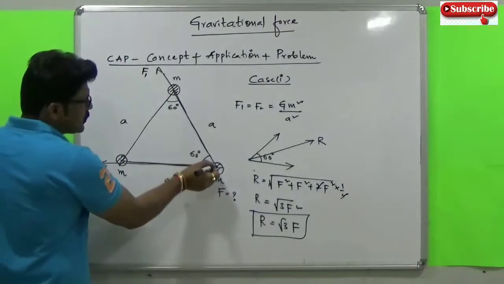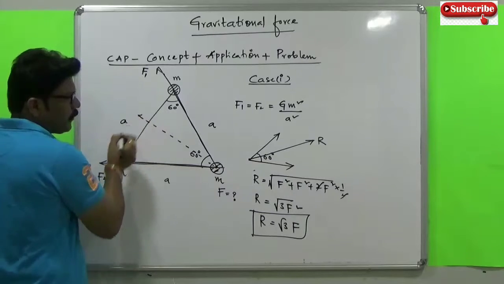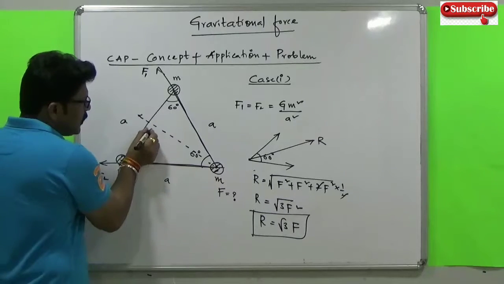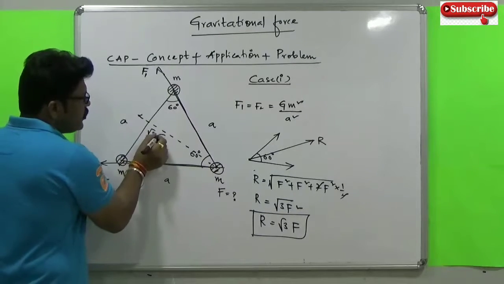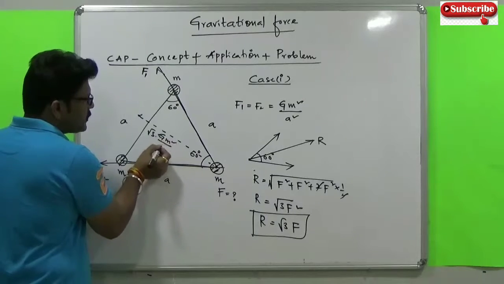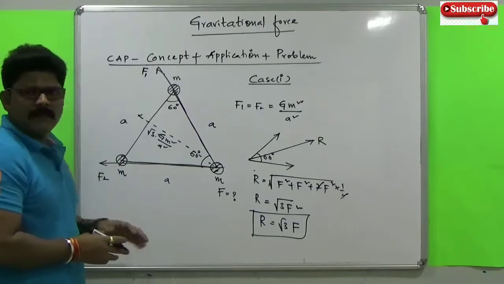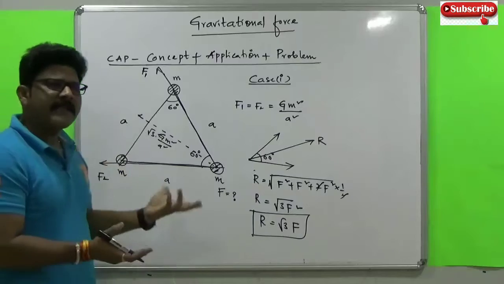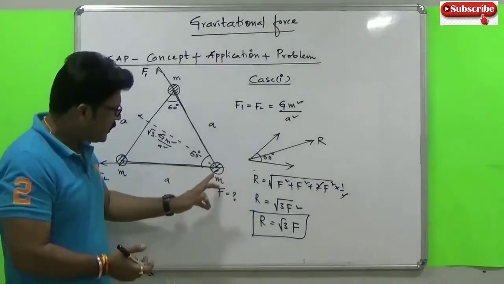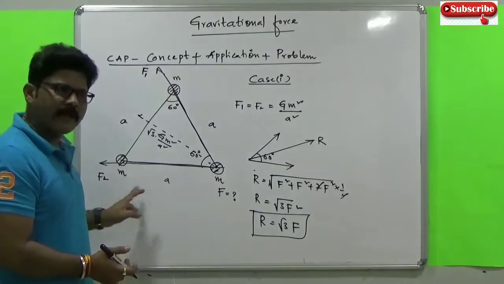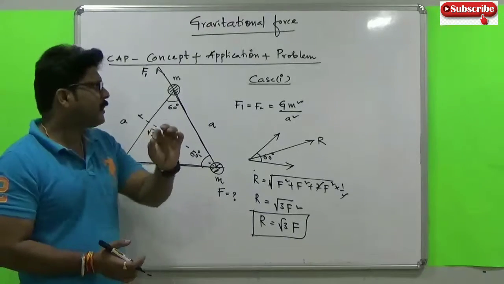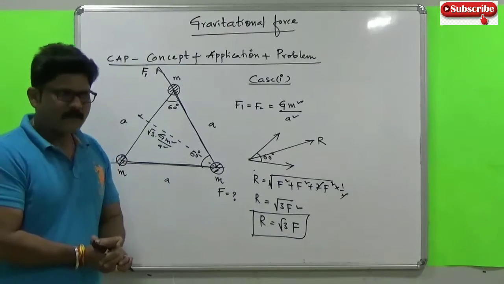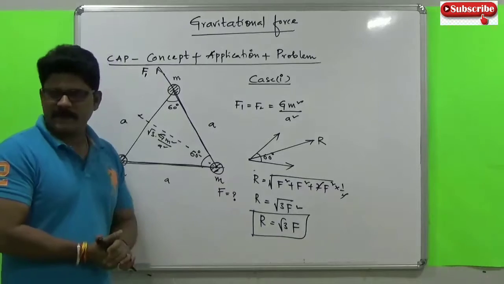Now the resultant force acting on this body will be root 3 into F. F is nothing but gm square by a square. Right. See, if you take any point, here or here or here, at any body, the same force will be acting. This is nothing but case 1. Now case 2, how will it be asked?